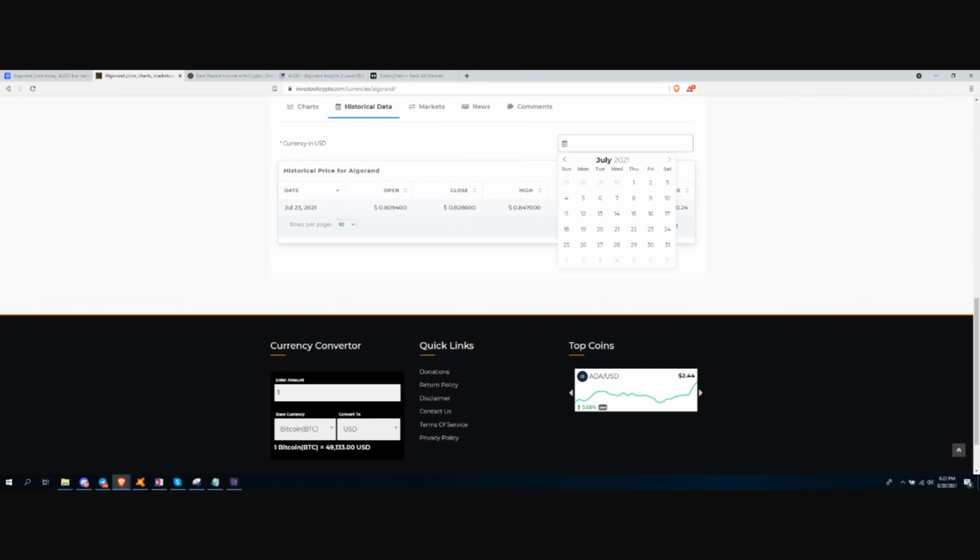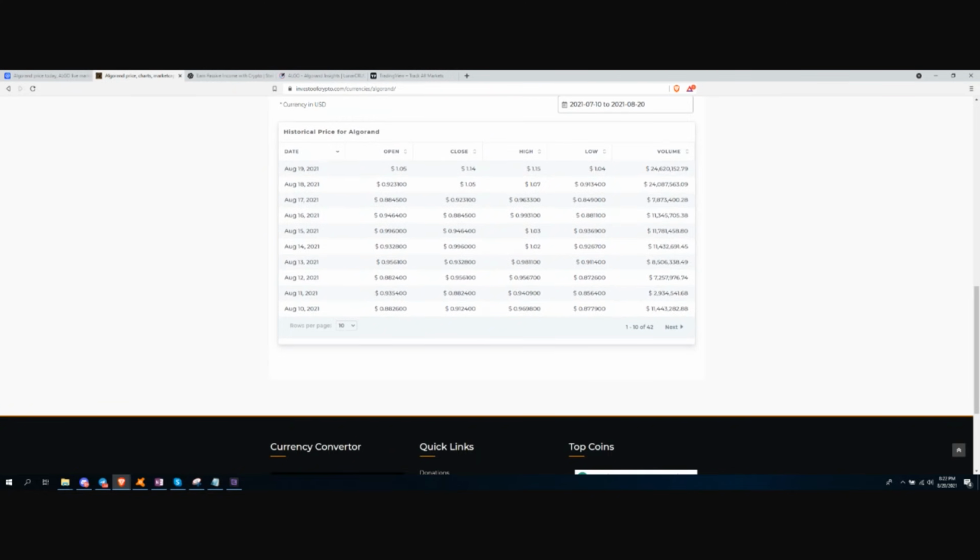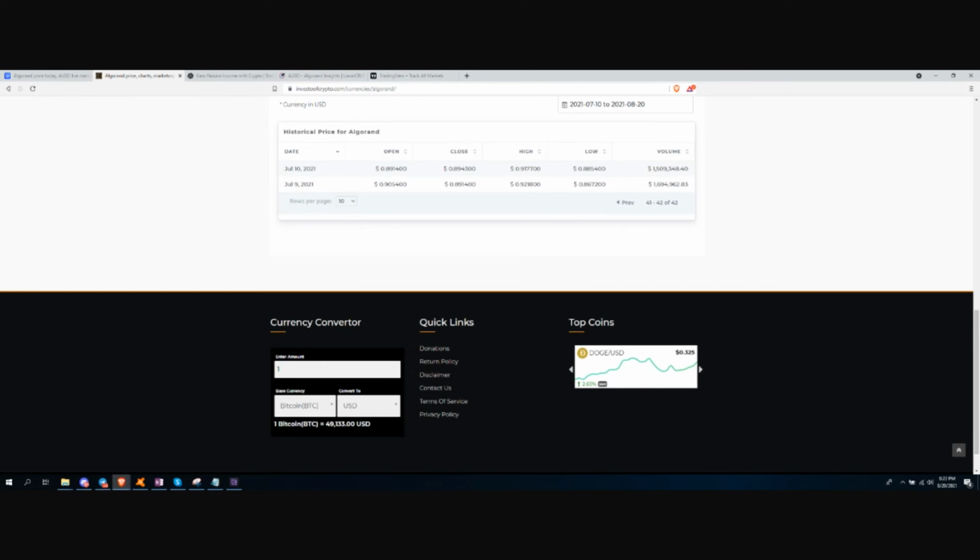Today is the 20th, and I want to go back to the 10th, because that's one thing I'm trying to figure out. I know it was almost a month ago. This thing was sitting at almost 60-something cents.